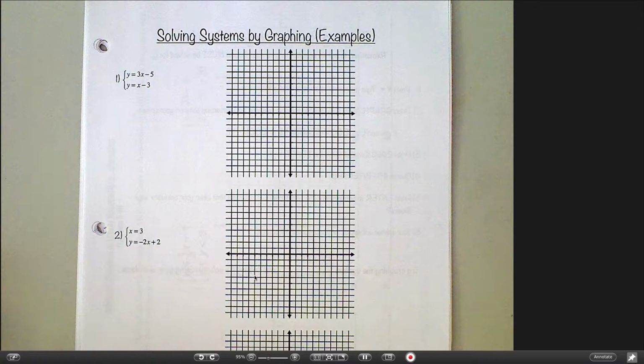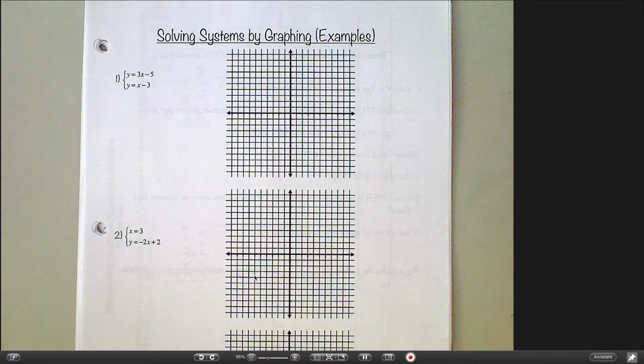Solving systems by graphing. Gentlemen, you with me? Okay. Today we're going to start talking about systems of equations, and we'll be talking about them for the rest of this chapter. A system of equations is just a fancy name for more than one equation at the same time. And these are linear equations.